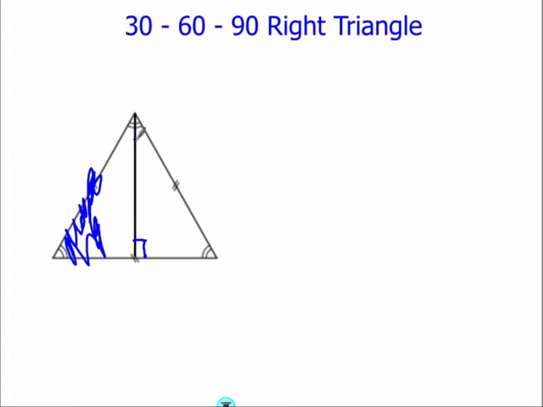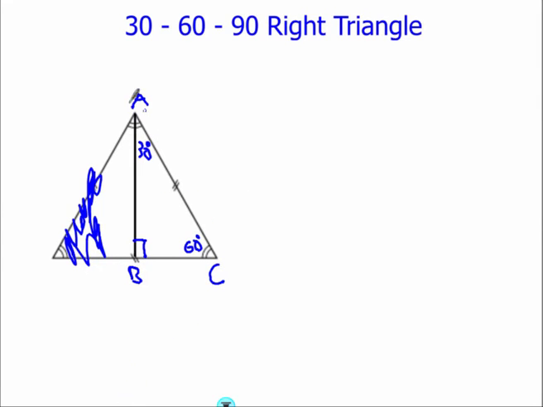So this triangle that I've now created, let's name it A, B, C. ABC is going to be my 30, 60, 90 right triangle. And I know this because here's my 90-degree angle. Here's my 60-degree angle, because this is equilateral. And because the angles all have to add up to 180, this has to be a 30-degree angle.